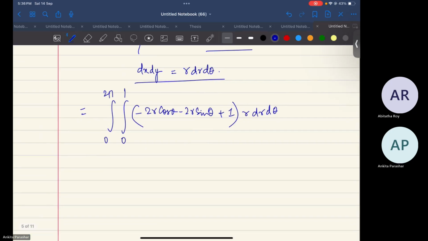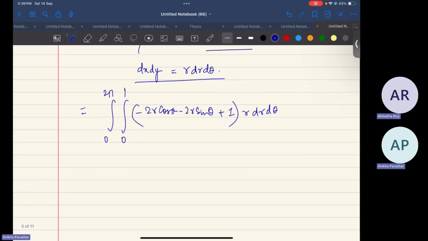So can we do this? I think we can. Quickly try if you can. Just integrate first with r.